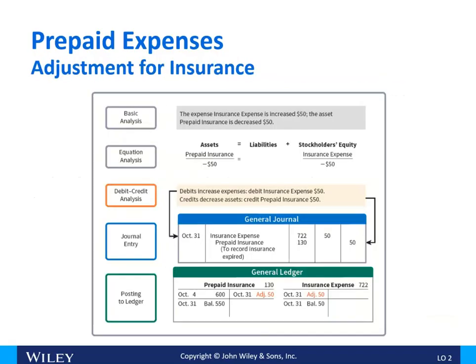And again, going through the steps of the analysis, the accounting equation analysis, determining the debits and credits, and then we post to the ledger to get the balances. So in the prepaid insurance account, we started with $600, we made one adjusting entry, and our balance is $550. We have 11 months to go.